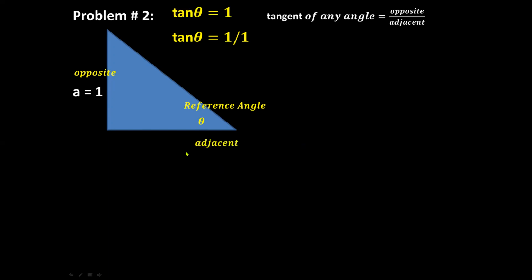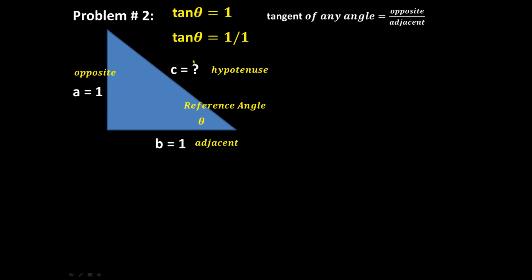Ang value naman ng ating adjacent, yan ang kadikit ng ating angle theta maliban sa hypotenuse, B is equal to 1. And then the third side, the longest side, is our hypotenuse. Ipagpalagay na lang natin na yan ang side C, which is actually unknown. At dahil unknown ang hypotenuse C or the longest side of the right triangle, definitely kailangan muna nating hanapin yan. Bago tayo magkumpleto or maghanap ng other 5 trigonometric functions, dapat kumpleto yung value ng tatlong side.